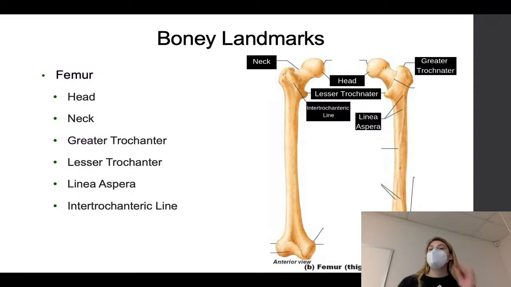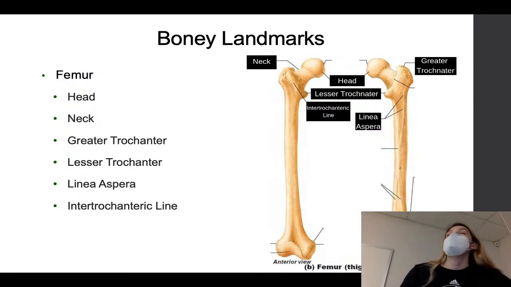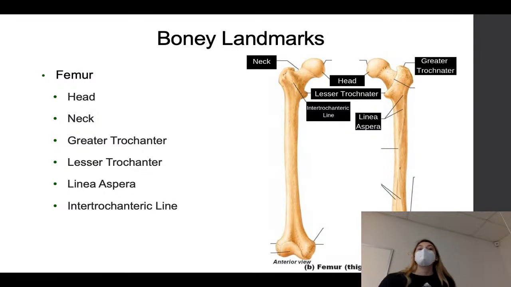So if we look at the bony landmarks, this is going to be our proximal femur bony landmarks. We're going to start out with the head. The head of the femur kind of looks like a human head. It's very round and circular. The very top aspect is going to be the head.